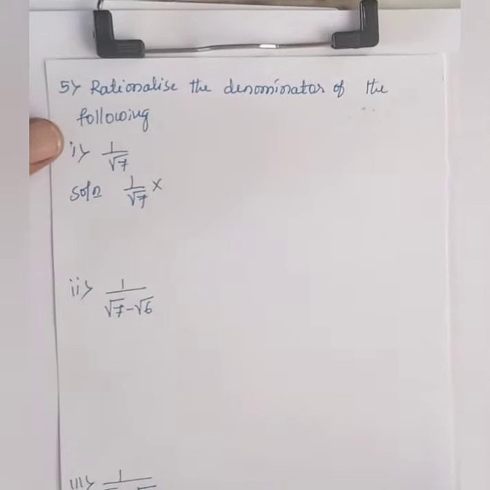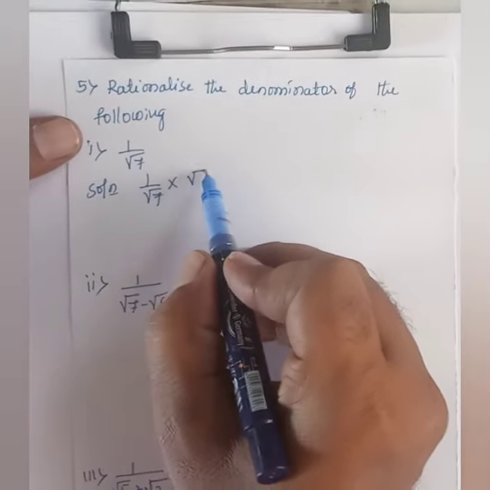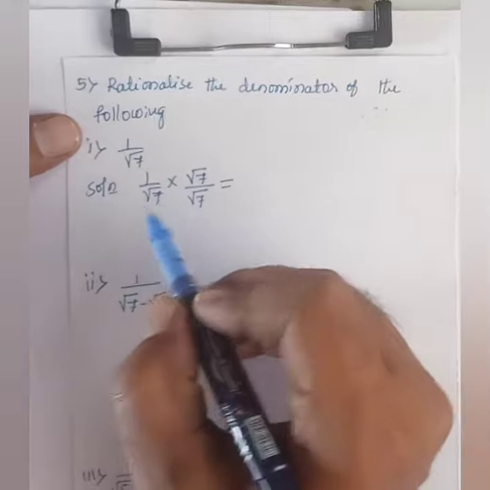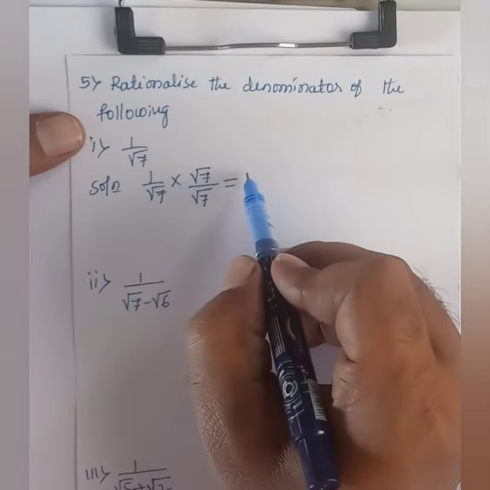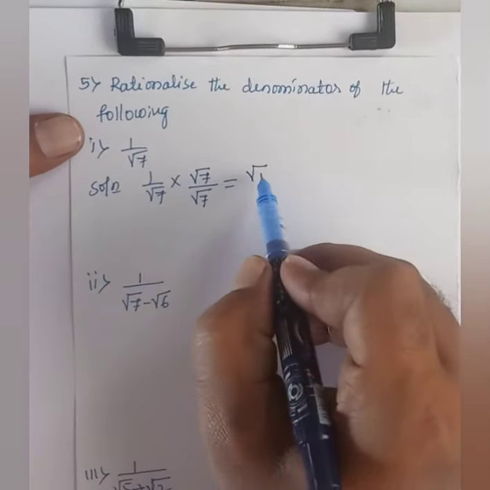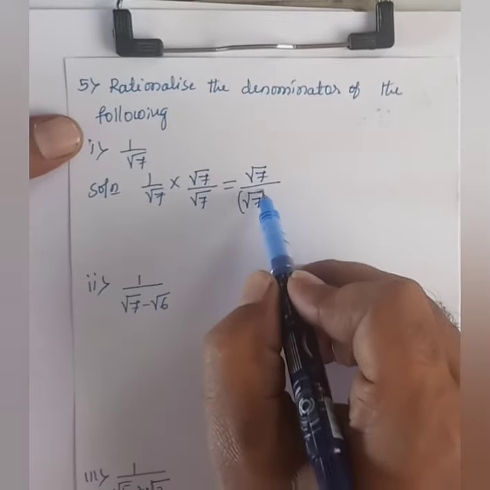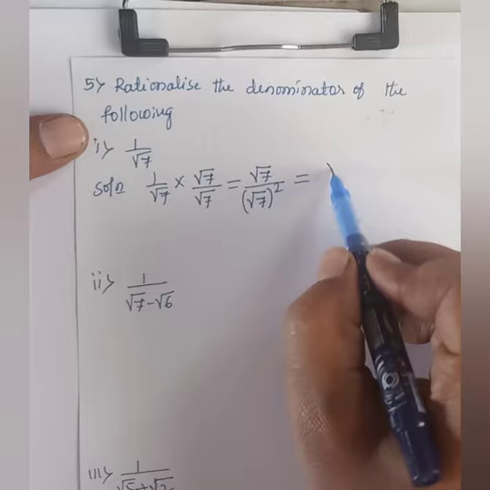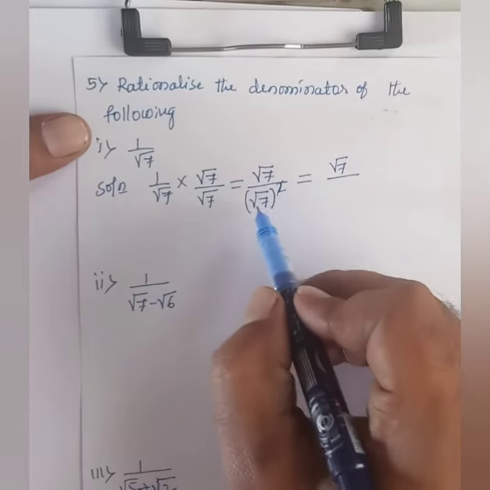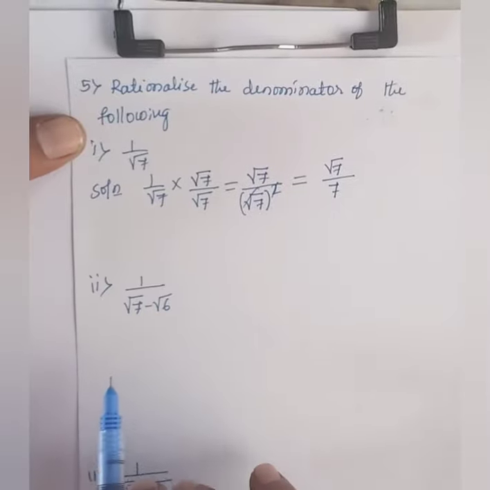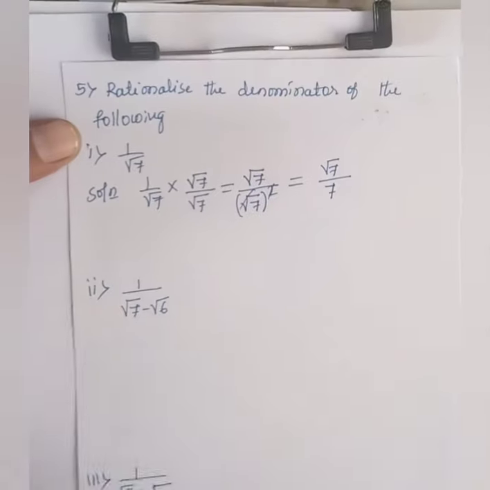Rationalize the denominator is nothing but what? You have to multiply both numerator and denominator by this irrational number. Multiply numerator with numerator: root 1 into root 7 is root 7, divided by root 7 into root 7, which gives us root 7 whole square. That is equal to root 7 divided by 7, as the square and the root will get cancelled. 7 is the simplest form, or rationalized denominator.